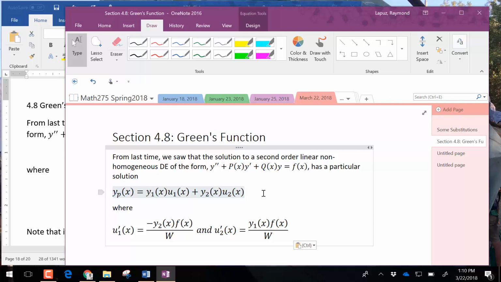And what happens is that this whole setup can actually be combined and compacted into a simpler... I don't know about simpler, but it happens to be a handy function to use, and that function that they're going to define is called Green's function.